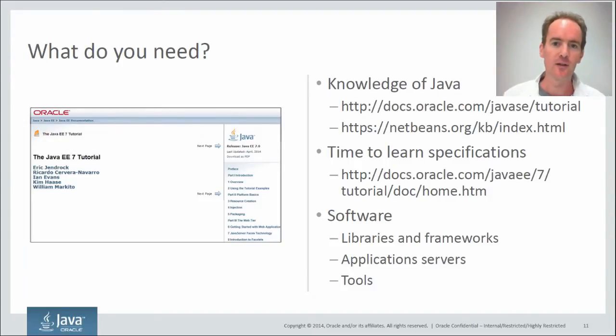The third item is you need software. Firstly, we're going to look at the libraries and the frameworks that you typically need. Secondly, at the application servers. And thirdly, at the tools, the development tools that make it possible to very quickly develop Java EE applications.